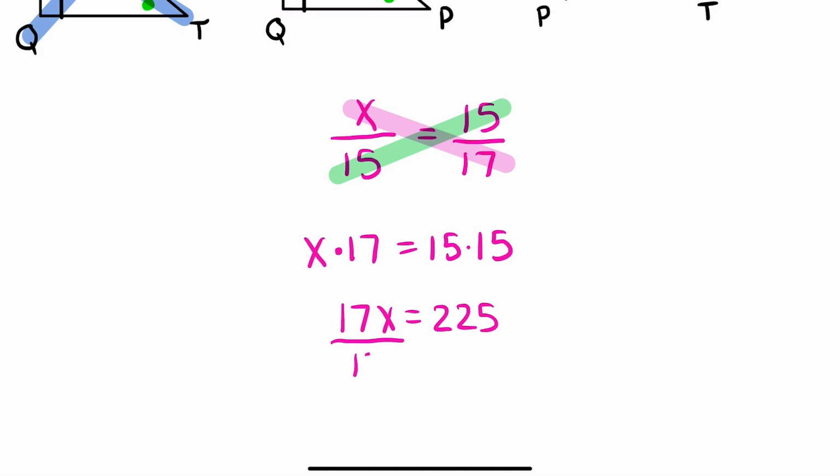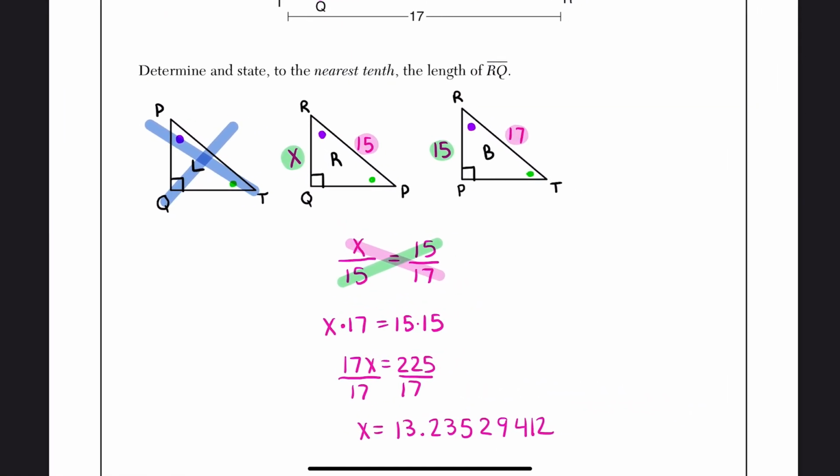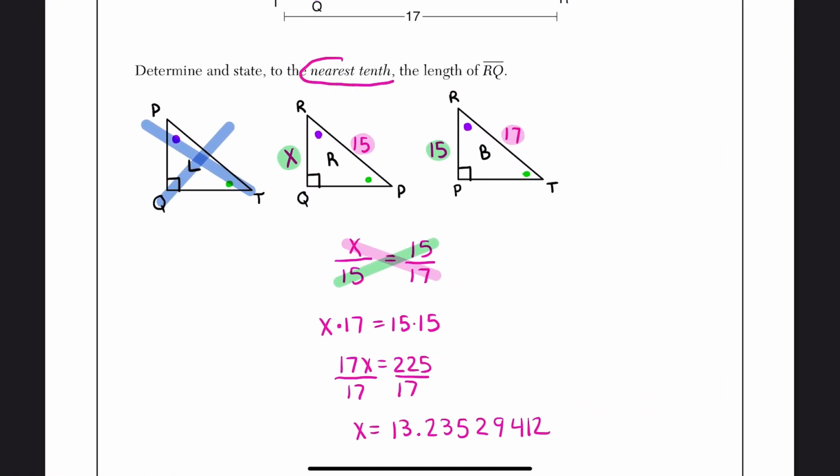Divide both sides by 17. And I get my final answer, which is 225 divided by 17. And that would give me X is equal to 13.23529412. Now, if I go back to the instructions, I'll notice it wanted this to the nearest tenth.